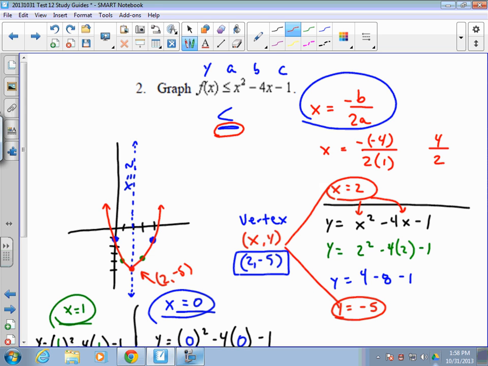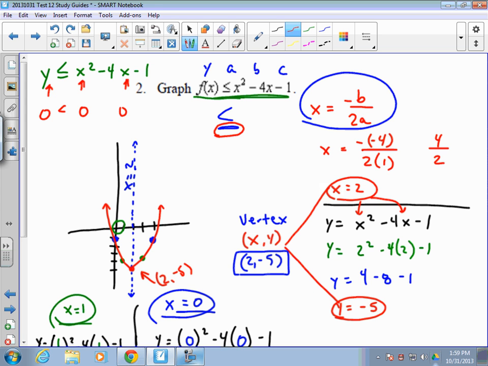The other part about inequalities is you have to make sure you see which side you have to graph. Pick one point that's not going to fall on the graph. Luckily for us, 0, 0 is not on the graph. So we can plug that value into the original inequality. So y is less than or equal to x squared minus 4 times x minus 1. We can plug in 0 for y and 0 for both cases of x.